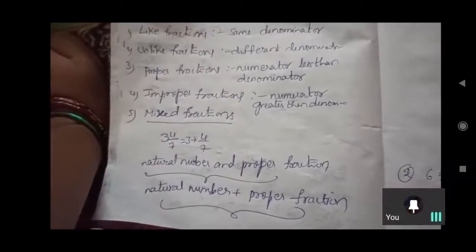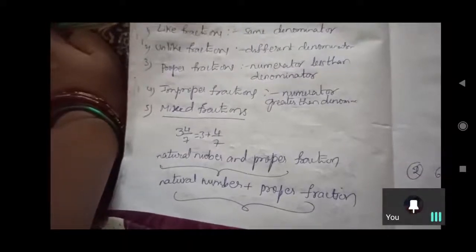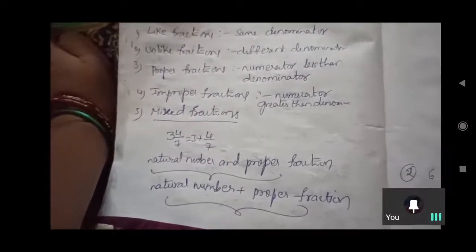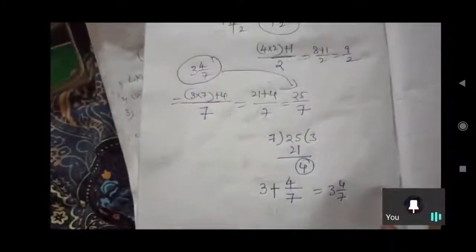We can make improper fractions as mixed fractions, and again mixed fractions as improper fractions in this manner. Okay, in this manner we can convert. Now is it okay for you? If you are not getting anything, you can ask again, no problem.